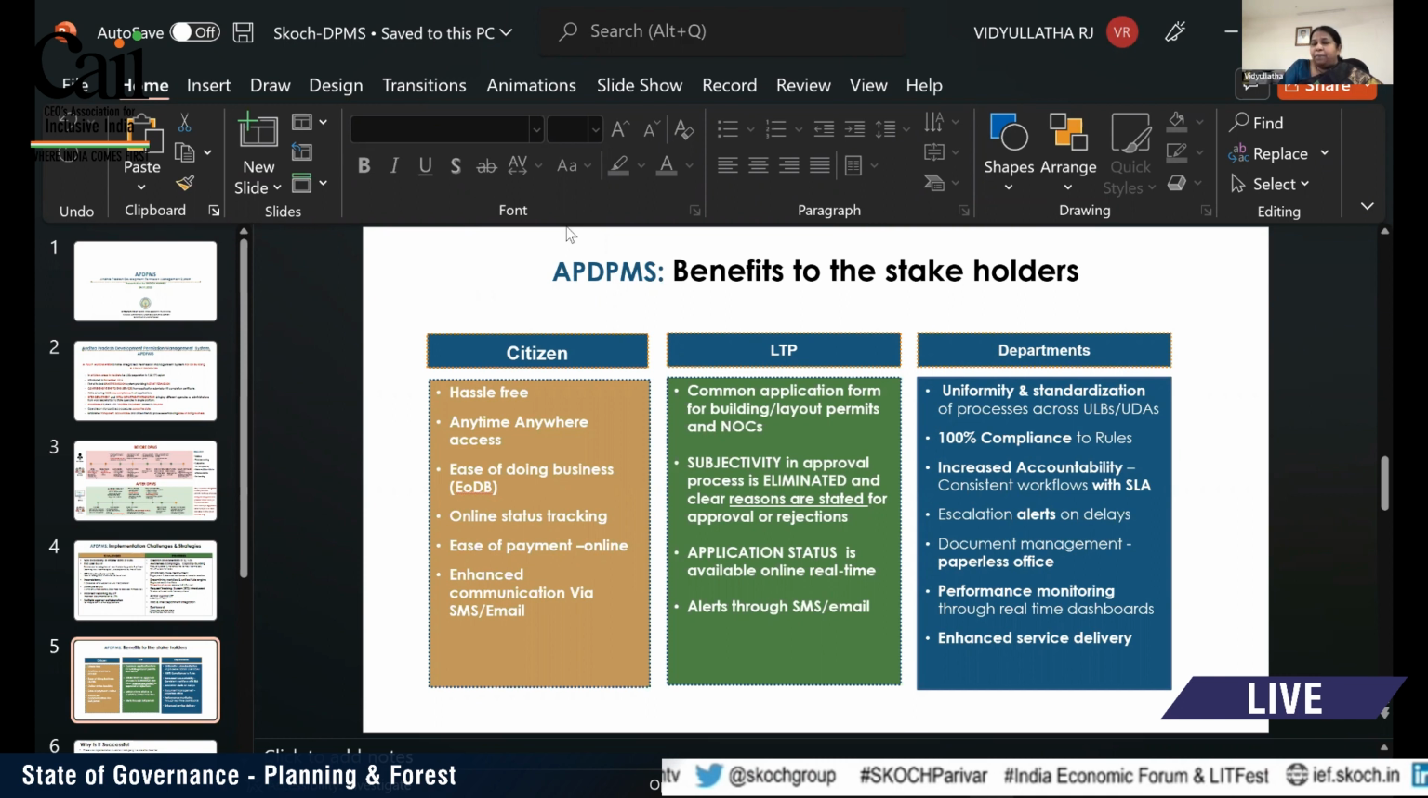Another benefit is LTP. LTP means licensed technical personnel. As per the Act, ULBs and UDAs give the license to the engineers and architects to file the application. In the earlier system, if they had to file an application in some ULB, they had to take the license in that particular ULB. In the present system, the common application form is there, and they can take the license from the APDPMS and file the application from anywhere.